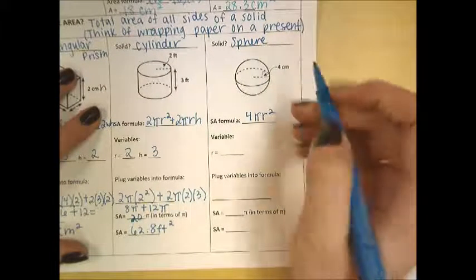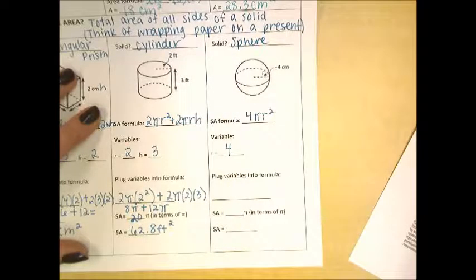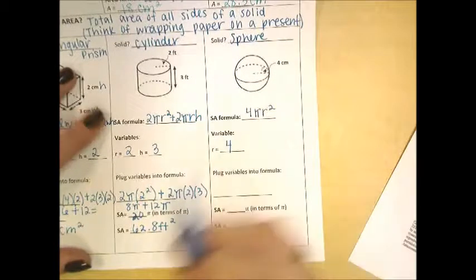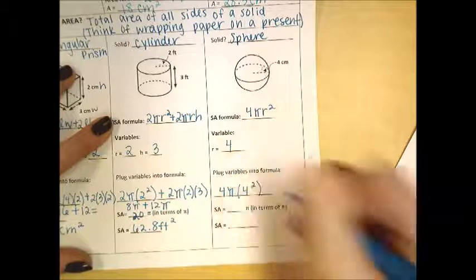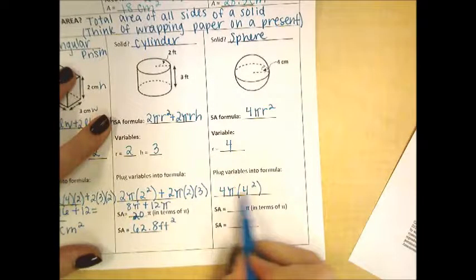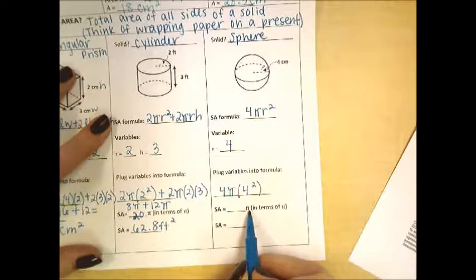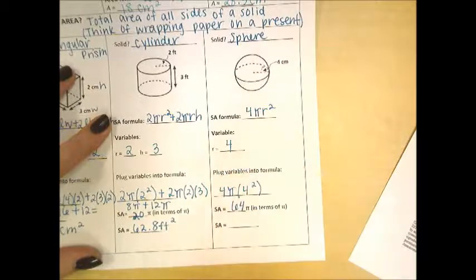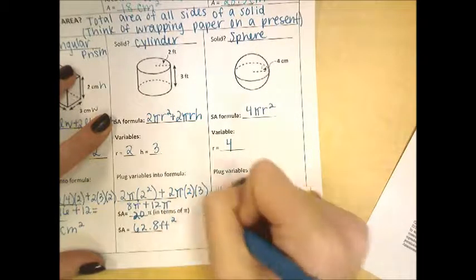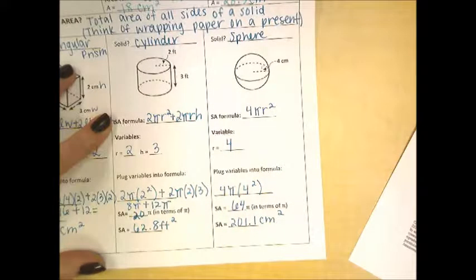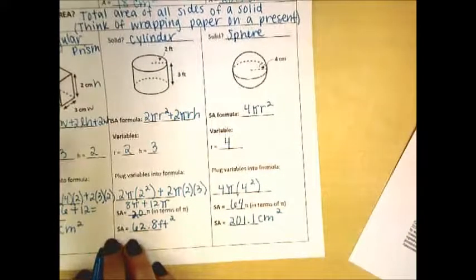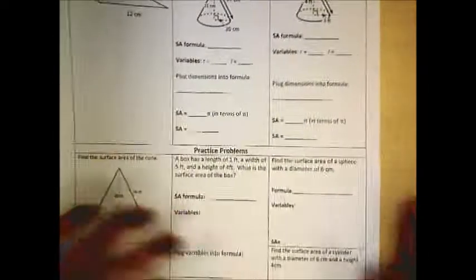So here my radius is 4. So I just need to plug radius into my formula. So 4 pi times 4 squared. If I multiply those out and leave it in terms of pi, I have 64 pi. If I multiply 64 times pi, I have 201.1 centimeters squared. That's it. All right, just a little bit more on the back, so flip it over.